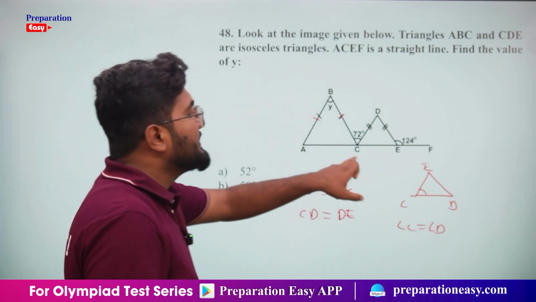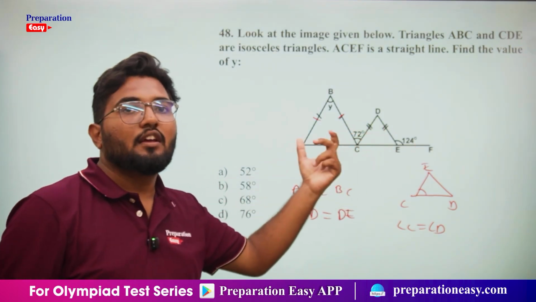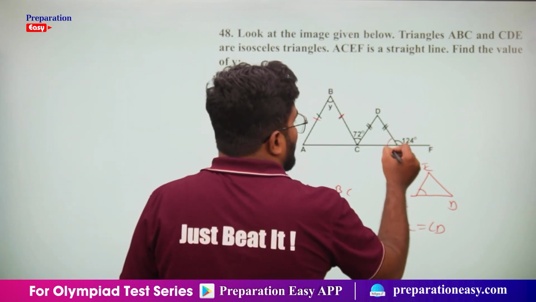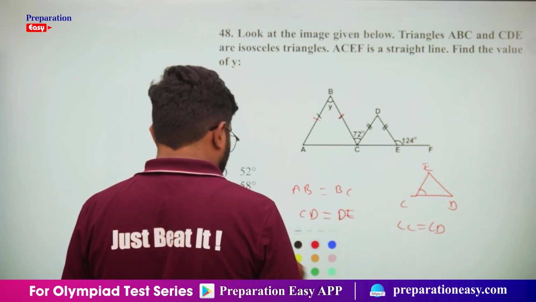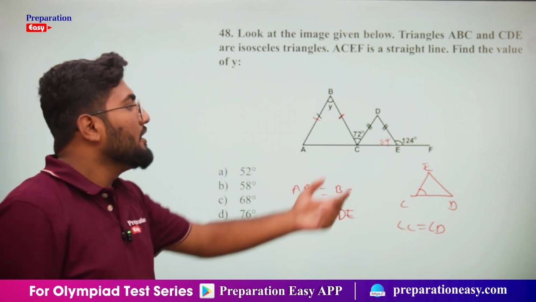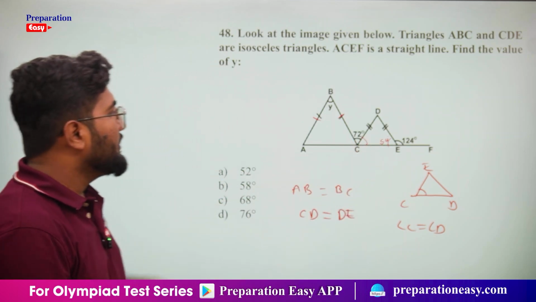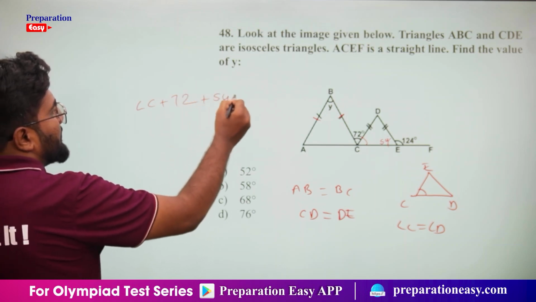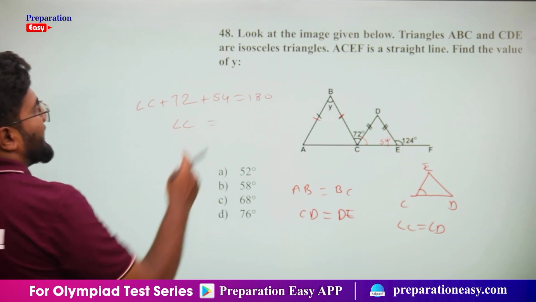Okay, so C and F is a line segment, that gives 124 plus angle E is 180 degrees. That gives 124 plus 56. This would be 54 degrees, so this would also become 54. Again angle C plus 72 plus 54 would become 180. So angle C would become 180 minus 72 minus 54.